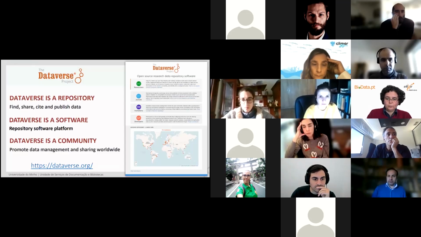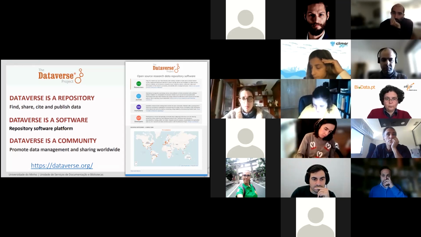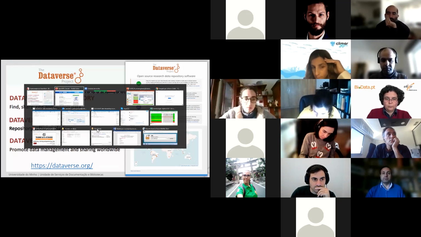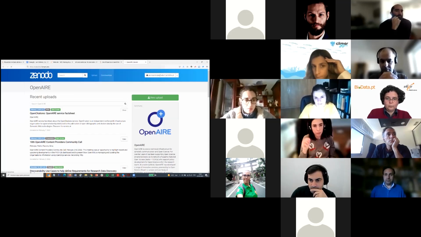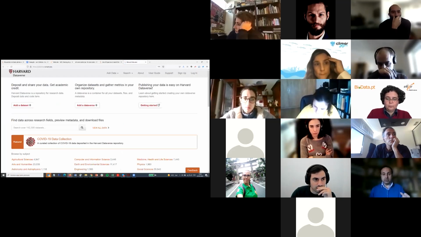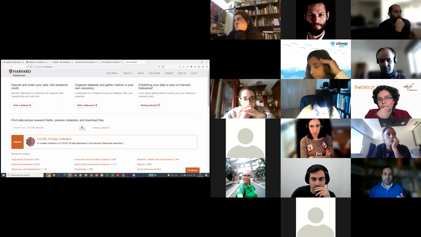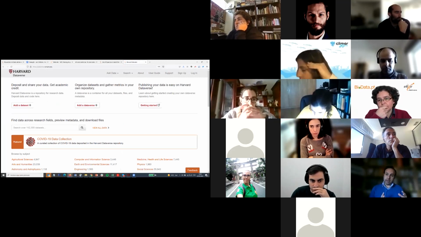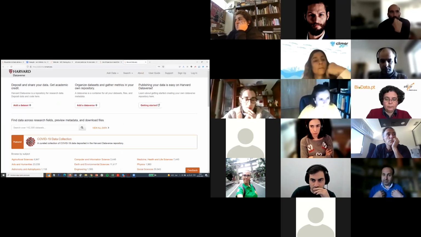The other is Dataverse. Dataverse is based on Harvard. Dataverse is a repository. Okay, just let me explain properly. Harvard Dataverse is a solution, the Harvard repository, plus a solution like Zenodo to deposit and publish. And simultaneously it is an open source software platform to create your own repository, like Biodata did and like University of Minho did.